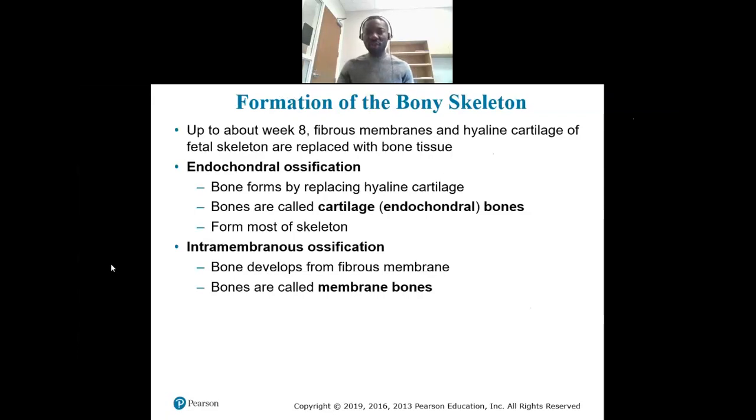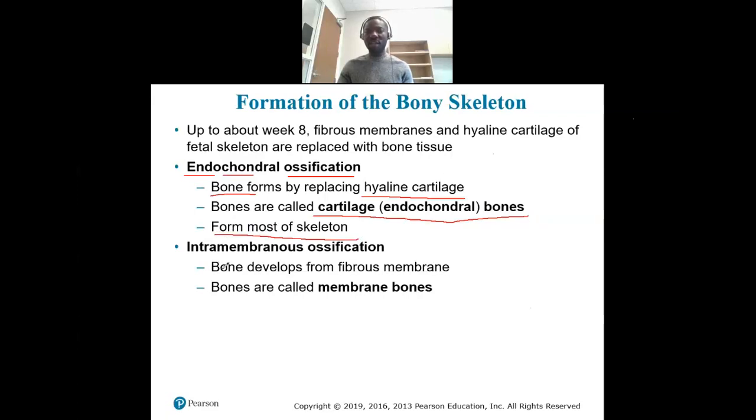There is endochondral ossification, and there is intramembranous ossification. Endochondral, when you see endo means inside, chondro means cartilage, and ossification means bone formation. So this simply means bone formation that requires cartilage. What is going to happen here is that bone will be replacing the hyaline cartilage that initiated the process, and the bones are called endochondral bones. This is what forms most of the skeleton in our body.